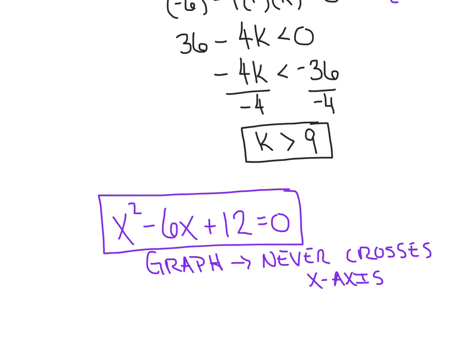And I could try other values right here. Instead of a 12, I could put 9.5. I could put a 10, 11, 13, 20, 25, whatever the case might be, as long as it's something that is greater than 9.